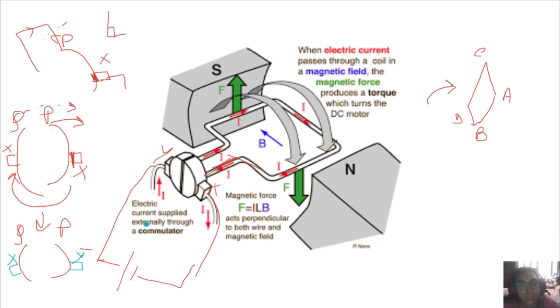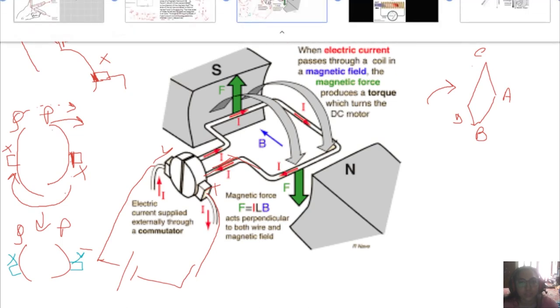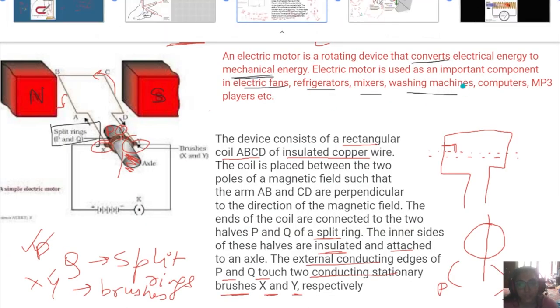Okay. So this is the whole concept of how the motion of the coil is happening, and due to this constant motion, you know that the electrical energy is ultimately getting converted into mechanical energy, right? Because ultimately the torque is being produced and the coil is moving. This mechanical energy is then used in a lot of important components such as electric fans, refrigerators, mixers.